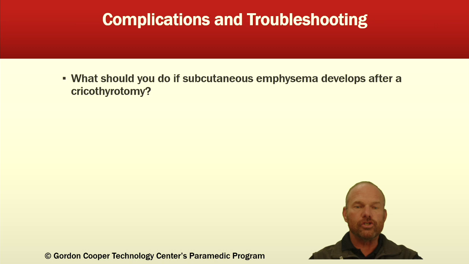What should you do if subcutaneous emphysema develops after a cricothyrotomy? Pause. So if we do see that subcu air, then we should probably suspect an incorrect placement or even that false passage that we've talked about. So reassess, correct the tube position immediately.